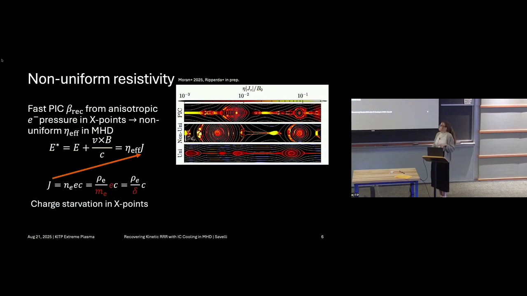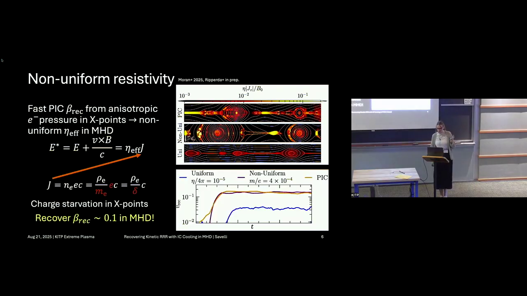So you can see here, comparing the non-ideal field in PIC in the top to this new non-uniform resistivity, and then compared to the old uniform resistivity. You can see that non-uniform and PIC match quite well, and that you do have this high resistivity in the X points. But what's really exciting about this is the reconnection rate. In the uniform resistivity model, the reconnection rate is down here in blue, and the PIC reconnection rate is up here in yellowish. But now with this effective eta, you get purple, which lies on top of the PIC. So we're able to recover that 0.1 rate.